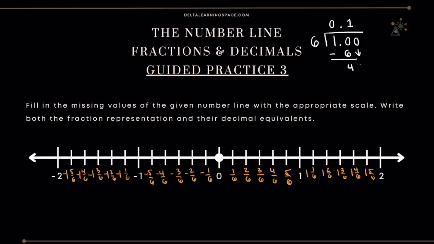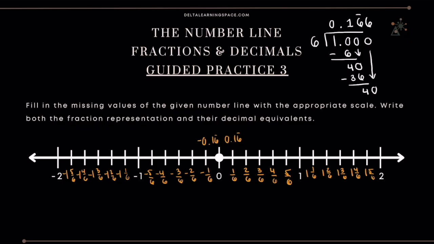I drop down to give me 40, and then I can repeat. 6 can go into 40 6 times. 6 times 6 is 36. And then if I add another 0, I would drop it down and get 40 again. And so that is going to repeat. And so 1/6 will be 0.16 repeated. And the negative version will be negative 0.16 repeated.